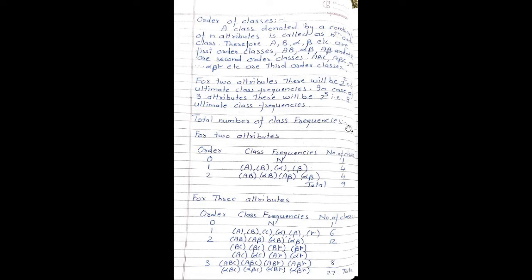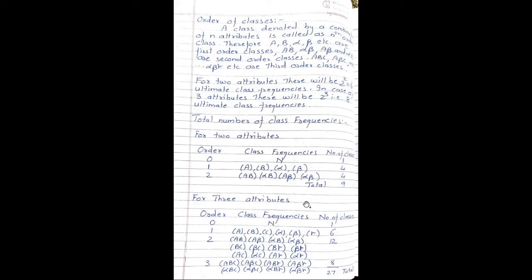So total number of class frequencies for 2 attributes we can specify. Order 0, the class frequency is named as n, and the number of classes is 1. For order 1, bracket A, bracket B, bracket alpha, bracket beta, so there are 4 classes. For order 2, we have AB, alpha B, A beta, alpha beta. Again there are 4 classes. So the total number of classes for 2 attributes is 9.